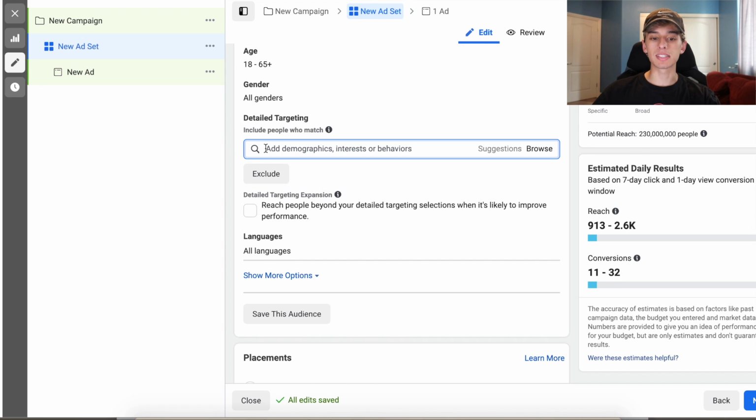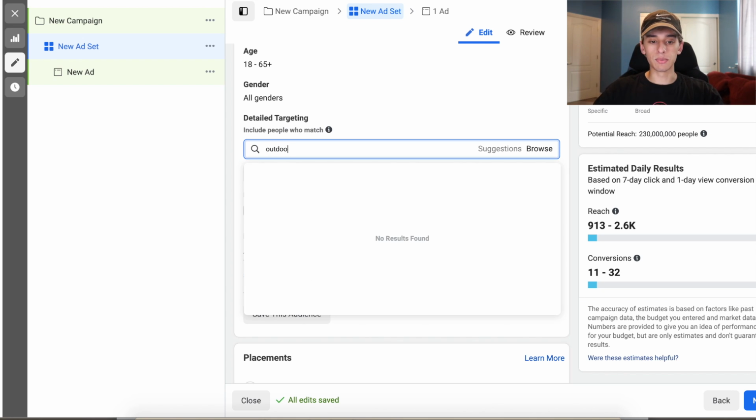The next product I'm going to pick some interest for is that sniper scope, the night vision sniper scope or whatever it is for the rifle. And this one's going to be a little more difficult because it's kind of niche. It's not like you can sell it to the general public, or you can't just sell it to women or men who have back pain or something like that. So I'm going to start off with something as simple as outdoors and see what comes up.